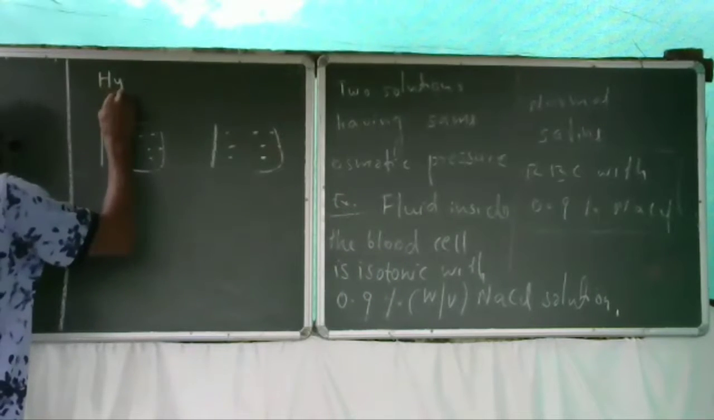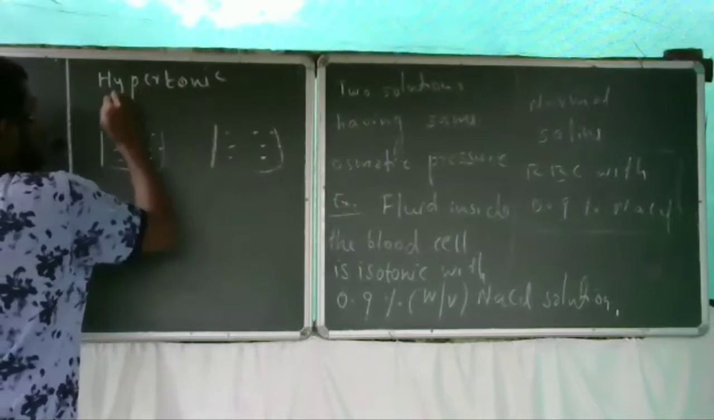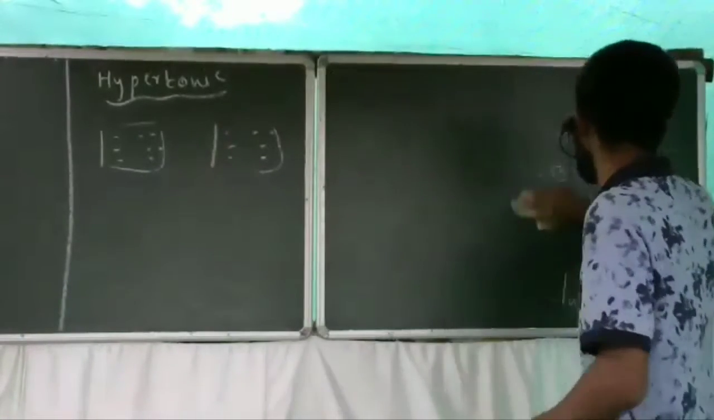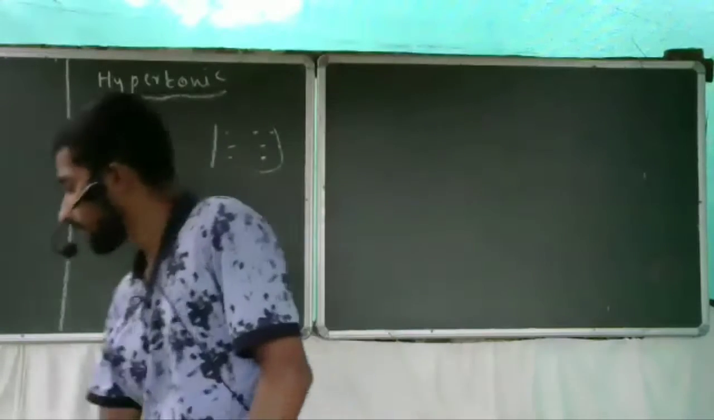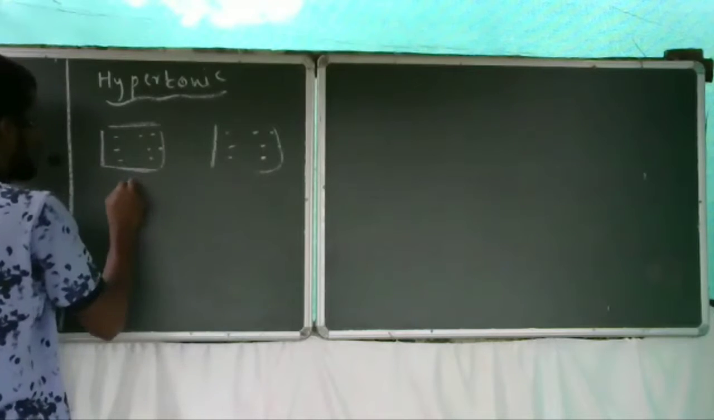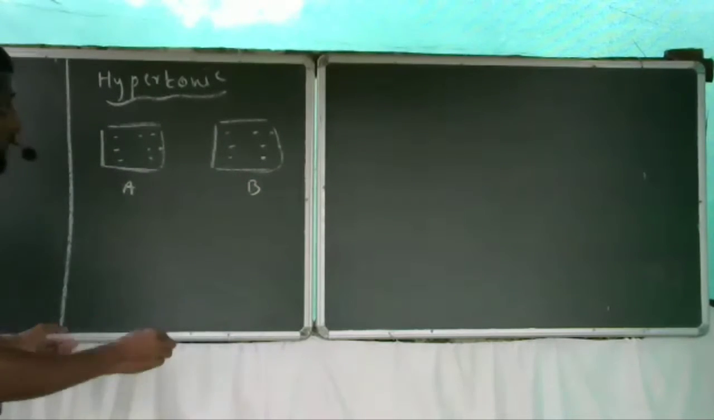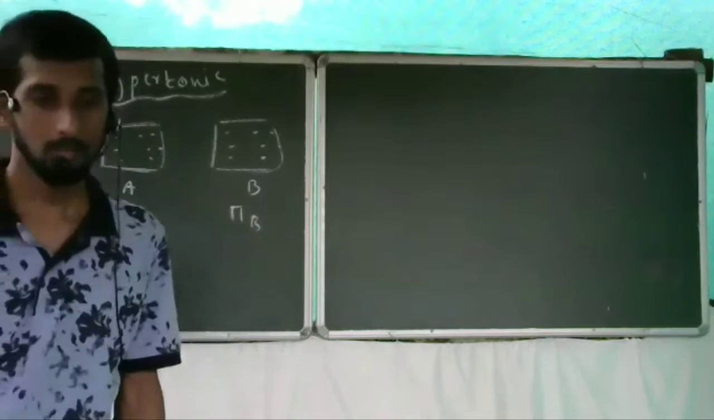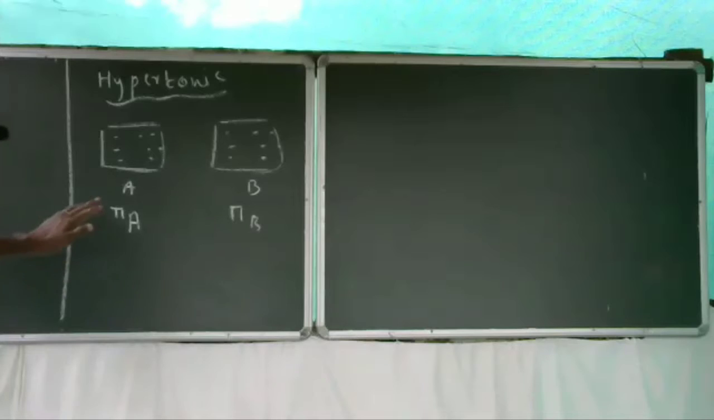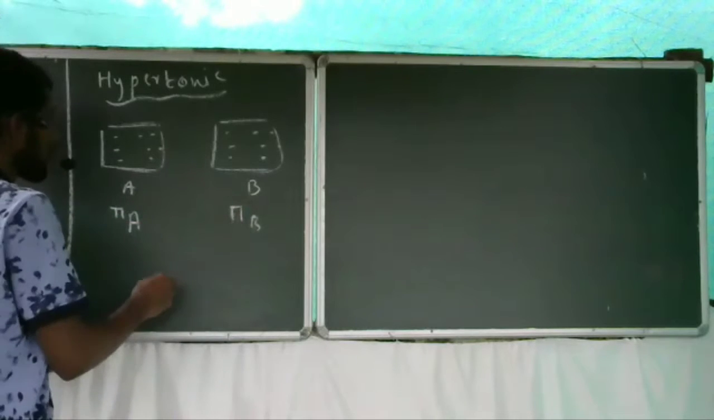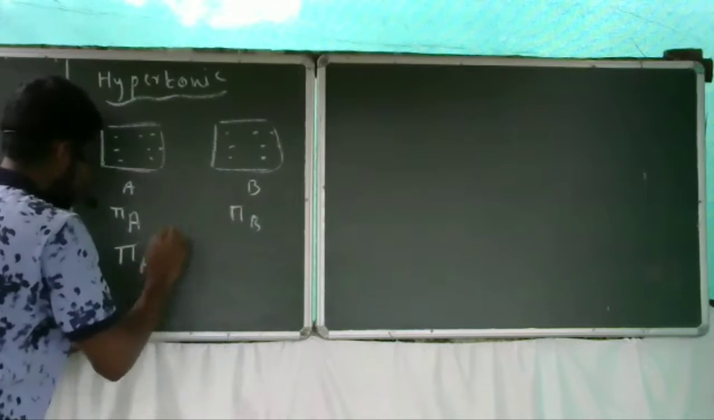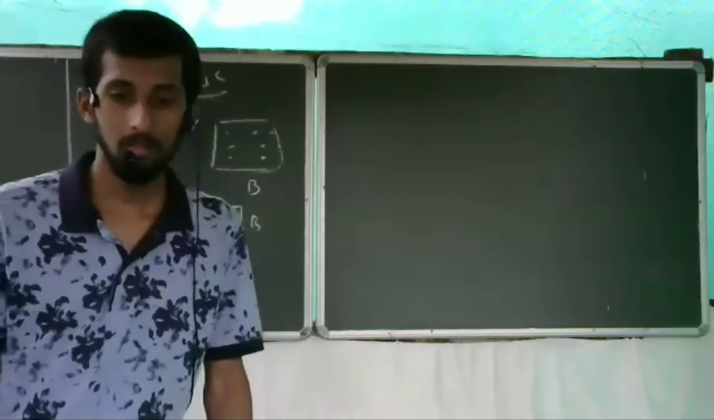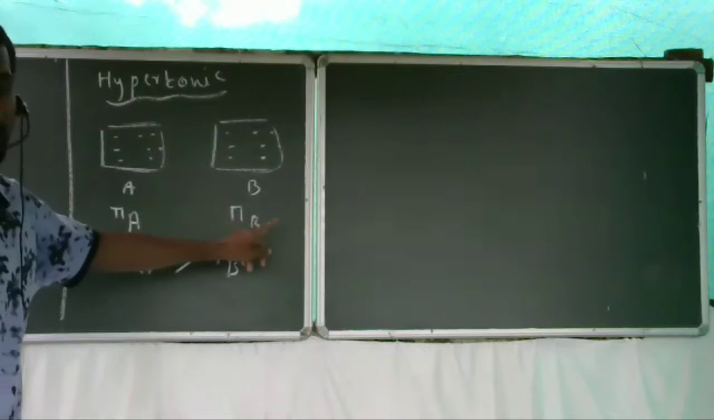Hypertonic solutions. Now take two solutions, solution A and B. This one is solution A, this one is solution B. Let pi A be the osmotic pressure of solution A, pi B be the osmotic pressure of solution B. Then the osmotic pressure of solution A is greater than that of solution B.